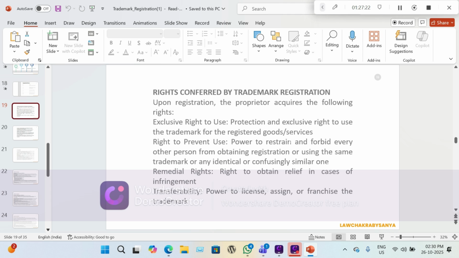Then right to prevent use, like I just said. So power to restrain and forbid every other person from obtaining registration or using the same trademark or any identical or confusingly similar one. Then you have remedial rights to obtain relief in cases of infringement, and transferability. So you also get the power to license or assign or franchise your trademark if you have a registration certificate. So it's very, very, very important, especially in today's day and age. Then we go on to the next slide.